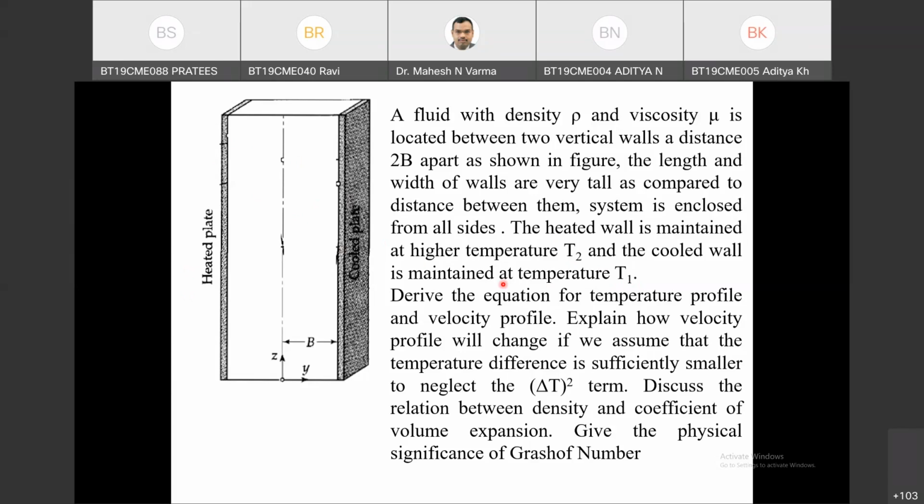So what is expected now? Here we want a velocity profile and temperature profile. Aditya, roll number 5, what is your expectation? Whether velocity will have effect on temperature profile or temperature profile will have dominating effect on velocity profile? Why there will be a flow? Why there will be a velocity? Why there will be a temperature variation?